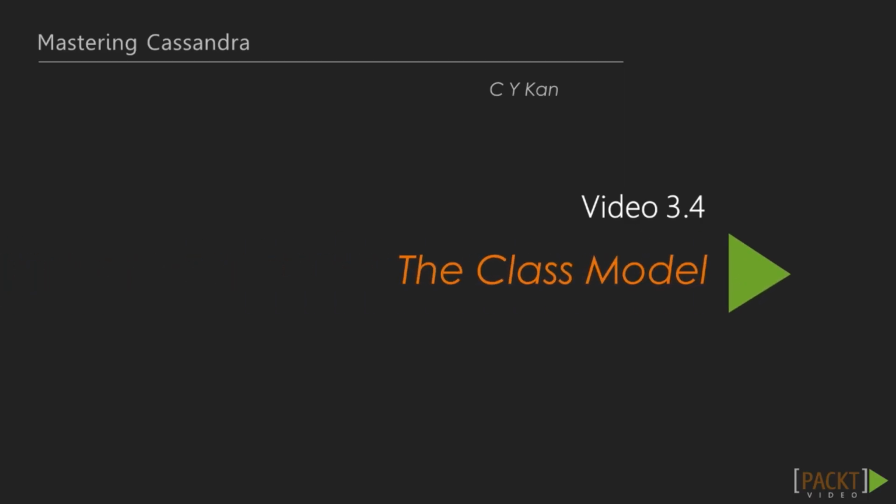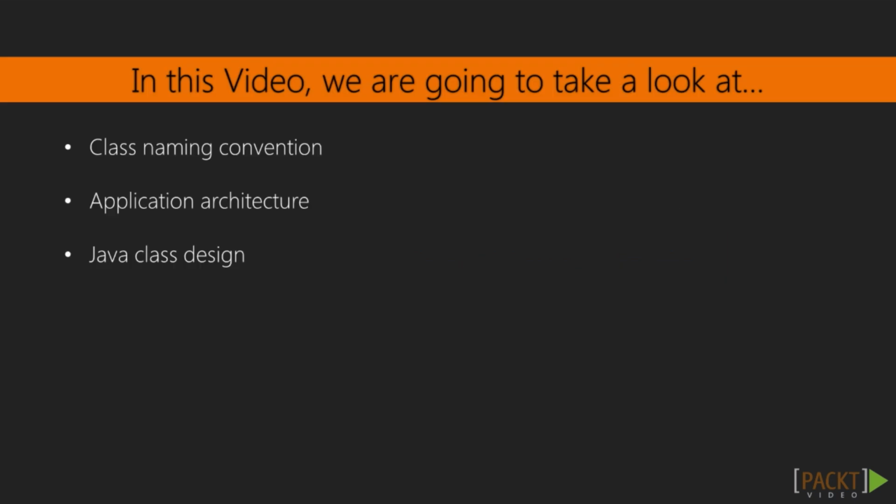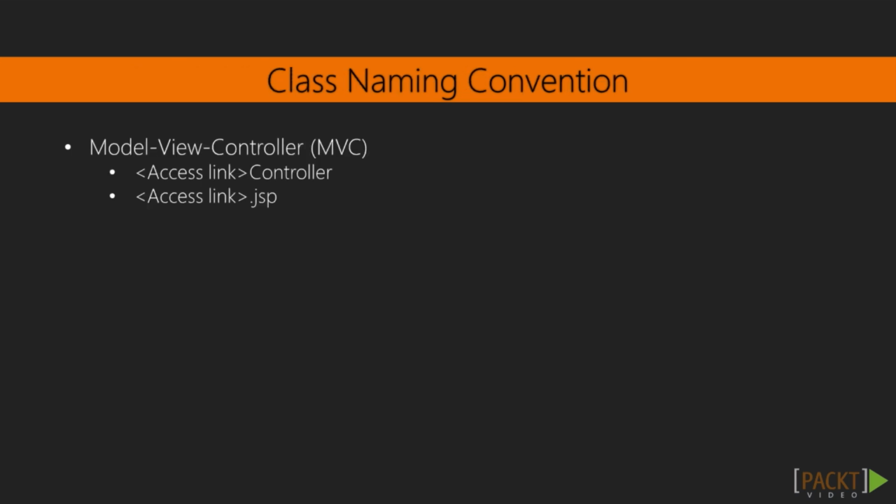Welcome to the fourth video of this section, Class Model. In the last video, we came up with a data model for Cassandra. In this video, we'll touch on the topics of Java class naming convention, the application architecture, and the main Java classes. It's a good practice to exercise a set of rules on the naming of Java classes, interfaces, and so on. Using a naming convention can reduce the effort needed to read and understand the source code.